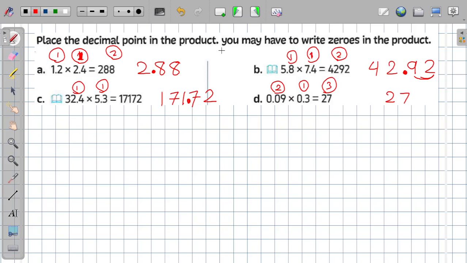Because of that, he told me in the question, you may have to write zeros in the product. So I can write zeros like this. Okay, so I have three decimal places. So I will count 1, 2, 3, and the decimal point will be right here. So 0 here is the ones digit, and the decimal digits will be 0, 2, and 7. So the result will be 0.027.